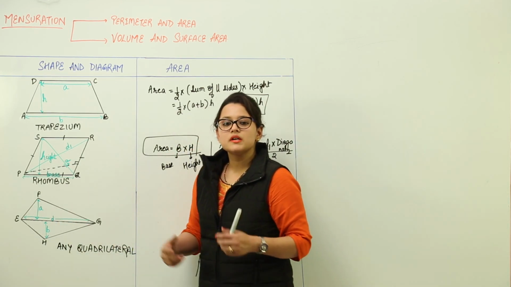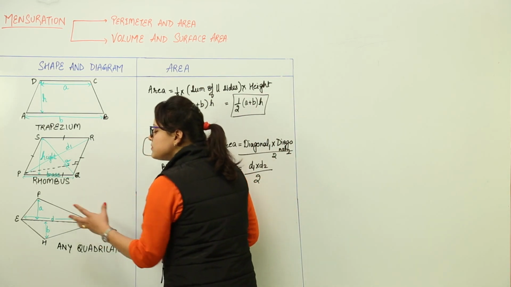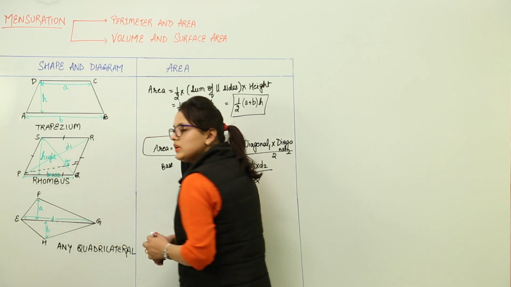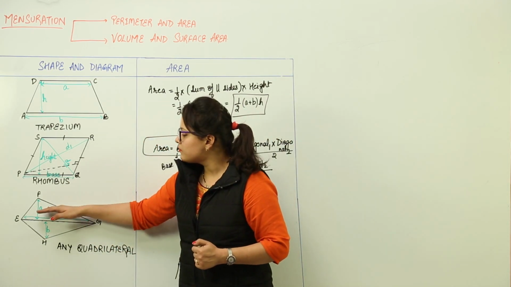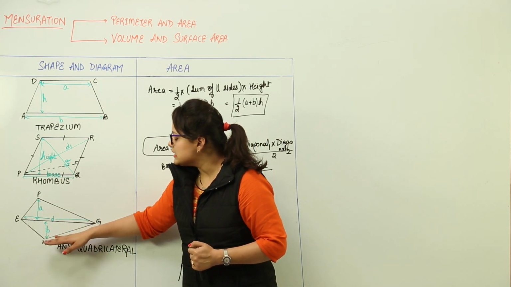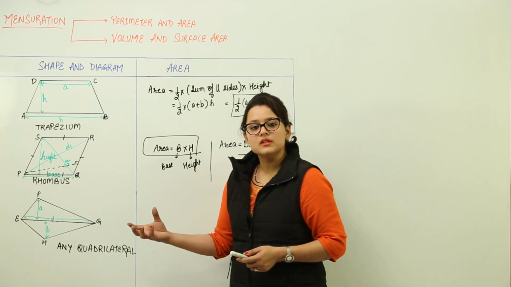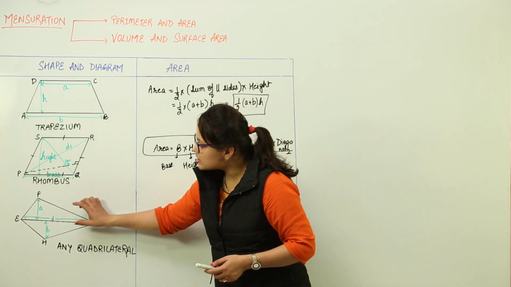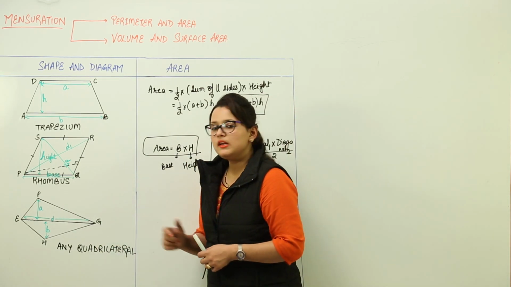Now that makes my work easier because I have the two triangles and I am very much familiar with the calculation of area of triangles. So I can find out the area of each triangle, that is triangle FEG and triangle EHG, and I'll add them up together. The sum of areas of both the triangles is going to give me the area of this quadrilateral.